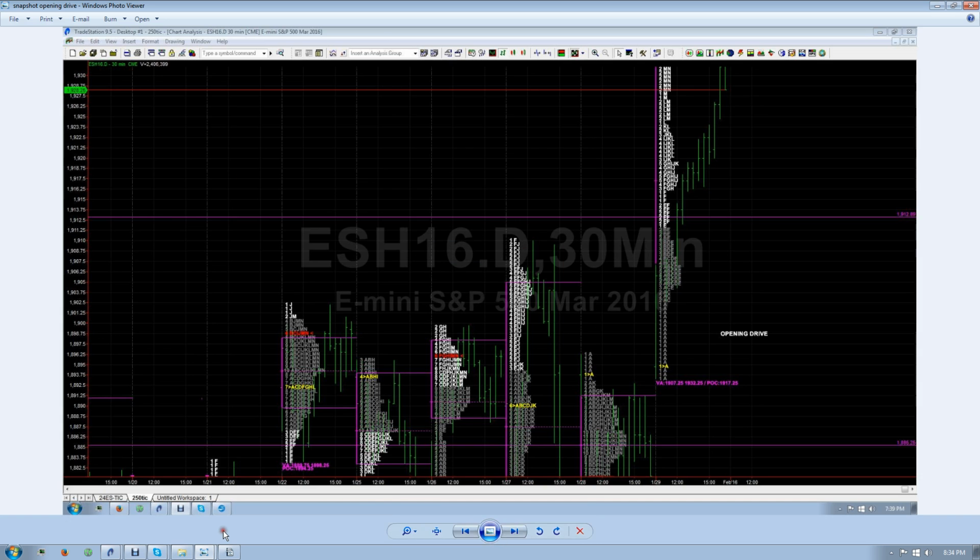Here's a great shot of an opening drive. And you can see here the market opens up in range, in value, and the A period is very long. And the market continues up in one direction for the rest of the day. So this is a great example of an opening drive. That's it. There's the open. It back ticks 3 ticks, and it just goes.